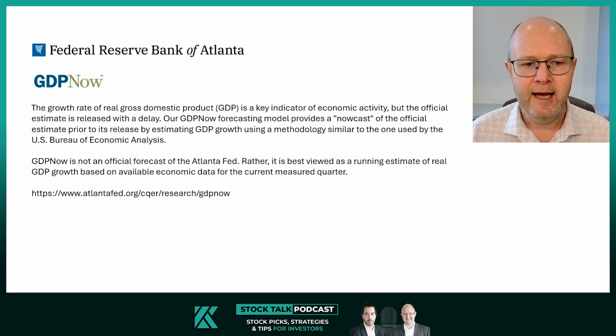They essentially update it. Now, if you look at traditional economic forecasts, typically you might get one or two revisions before the actual data comes out. But typically, you're looking at a lot of trailing data or a forecast that is at least a couple weeks or several months old. So what this now forecasting does is it incorporates more real-time data into the analysis. Now, this is not an official forecast of the Atlanta Fed, but rather they describe it as a running estimate of real GDP growth based on the available economic data for the current measured quarter. If you want more information, you can go to the Atlanta Fed website.